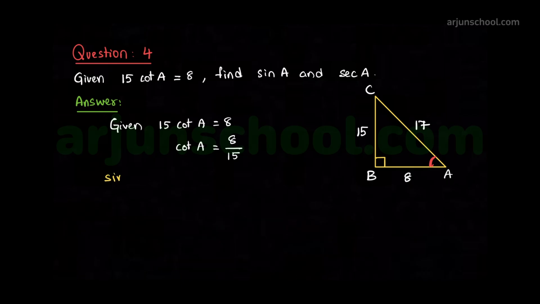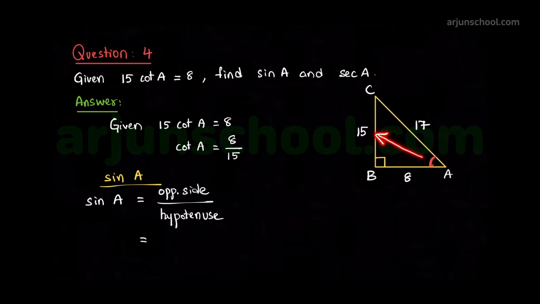Now let us find sin A. What is the formula for sin A? Sin A is equal to opposite side by hypotenuse. What is the opposite side? Opposite side is 15 units. And hypotenuse is 17 units. Therefore, sin A is equal to 15 by 17.